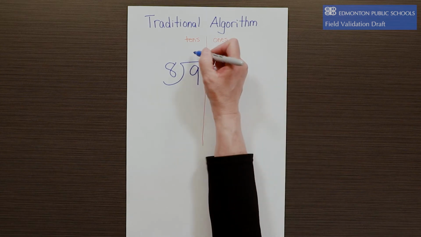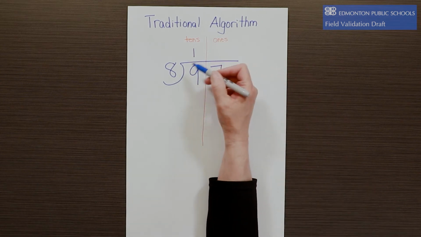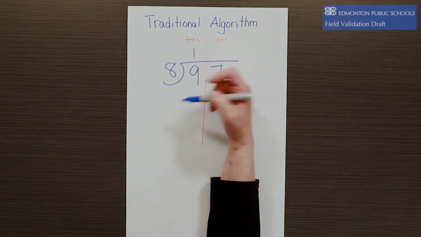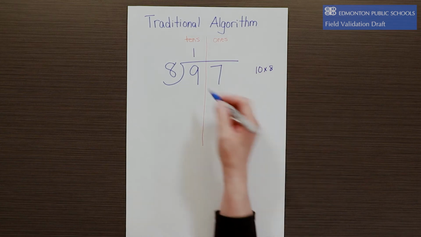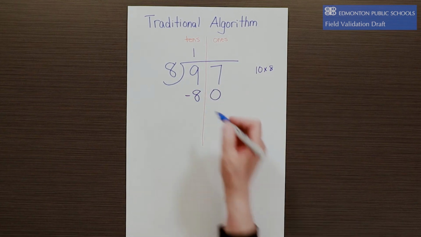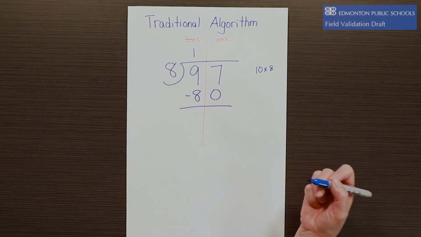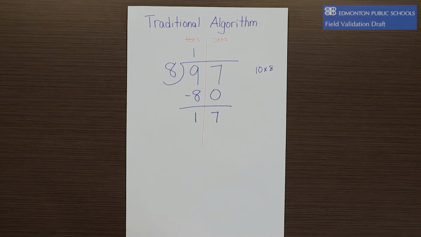So I'm going to record 10, and I'm going to multiply that 10 times my 8. I can think about that as 10 times 8 is 80. And I'm going to subtract to see if I have more left to put into my groups. And I come up with 17.